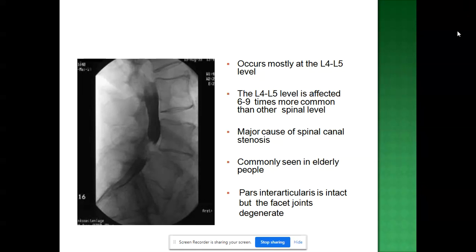It is a major cause of spinal canal stenosis and it is commonly seen in elderly people. So the elderly population is more prone to spondylolisthesis. Why? Because they will have ligament laxity as well as muscular imbalance. They will have less muscle strength compared to adults. Pars interarticularis is intact but the facet joints degenerate. So there will be degeneration of the facet joint that can also lead to spondylolisthesis.